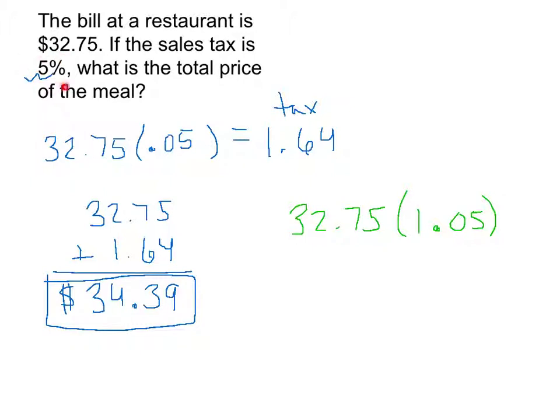So by paying an additional 5%, you're actually paying for 105% of the meal. That's the original bill plus the 5%. So when you type that into your calculator, you're going to find that you get the same answer. You're going to get $34.39.